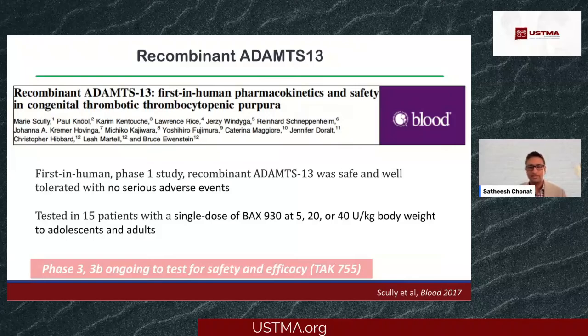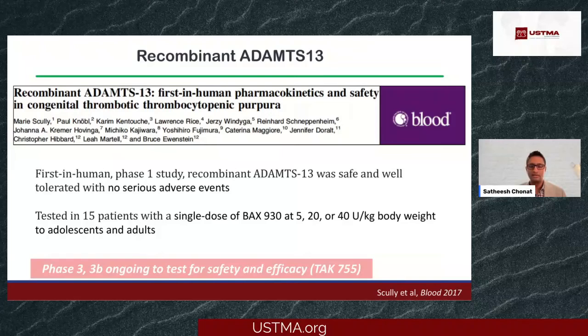15 patients with congenital TTP around the world, and they noticed that there was an immediate rise in ADAMTS13 level within a few hours, about 4 hours or so. They monitored them closely to see if they responded to it and if they had any side effects. And it was well tolerated with no serious adverse events, but again, it was just one dose.